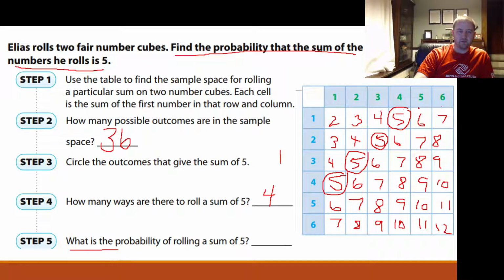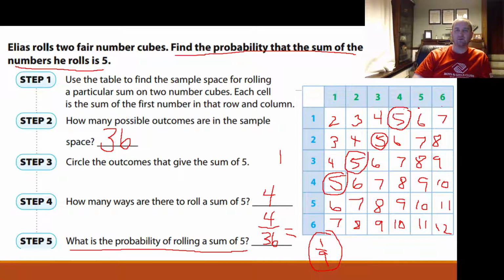So then the probability of rolling a sum of 5, well, we said there's a total number of 36 outcomes. Of those 36, 4 of them give a sum of 5, right? So our probability is 4 out of 36. This can then reduce. 4 over 36 reduces to 1 over 9. So he's got a 1 out of 9 chance of rolling a sum of 5 with 2 dice. Okay?